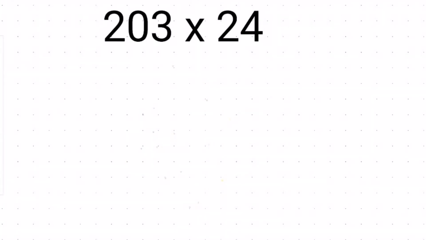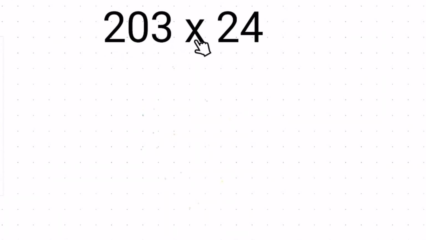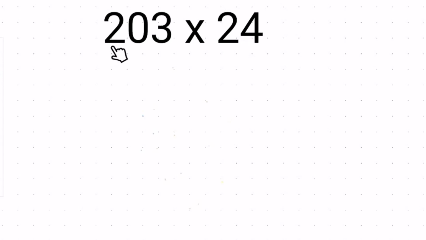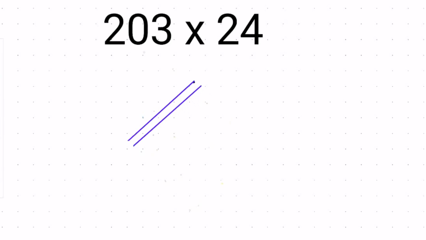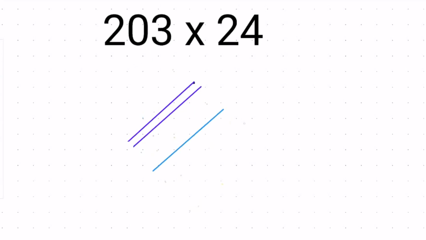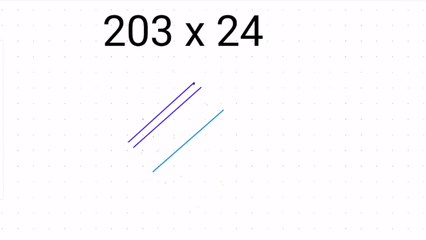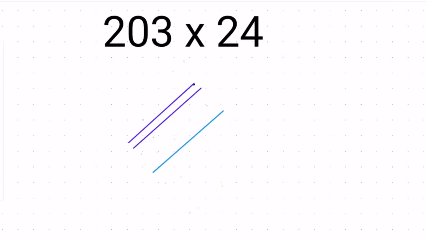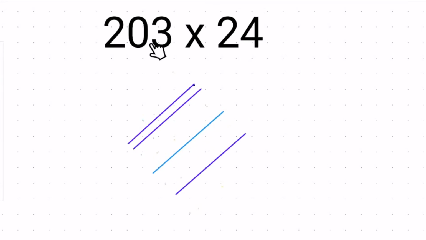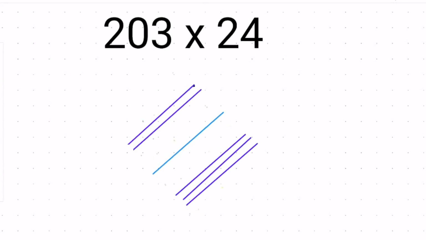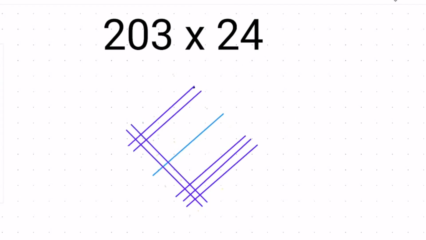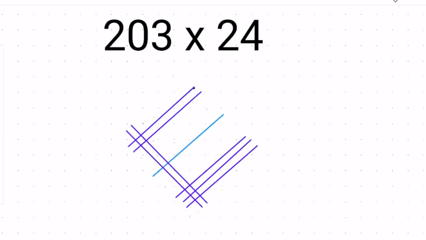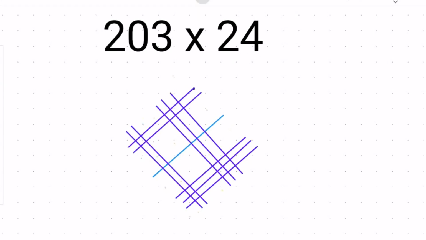Let's see another example. 203 into 24. For 2, put 2 lines like this. Next for the 0, put a different color line or put dashes. Now for the 3, put 3 lines. Now in the opposite way, for the 2, do 2 lines. Next for the 4, write 4 lines.